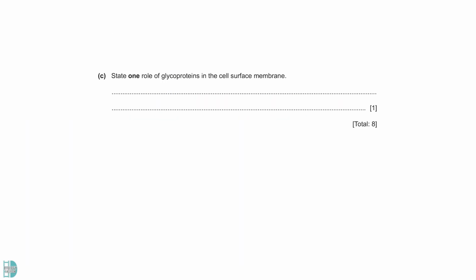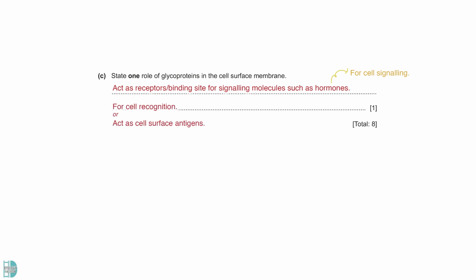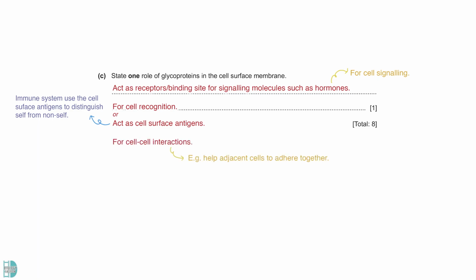C. State one role of glycoproteins in the cell surface membrane. Glycoproteins can act as receptors for signaling molecules such as hormones. This is an important part of cell signaling. They can also act as cell surface antigens. This is for cell recognition, where our immune system can determine whether a cell is self or non-self. Glycoproteins are also involved in cell-cell interactions. For example, they help adjacent cells to adhere together.